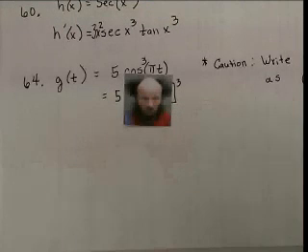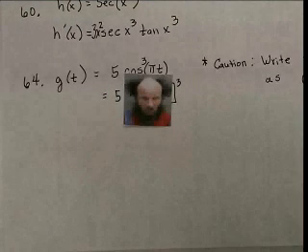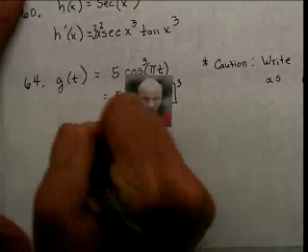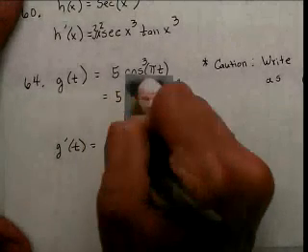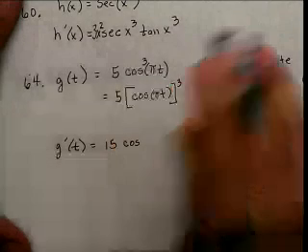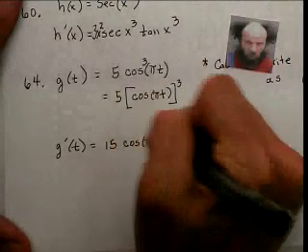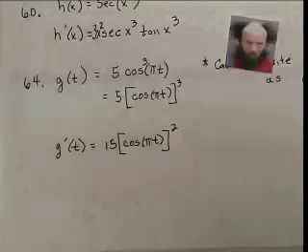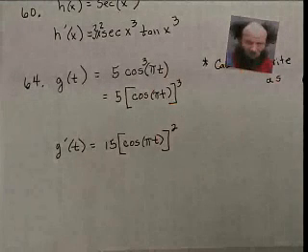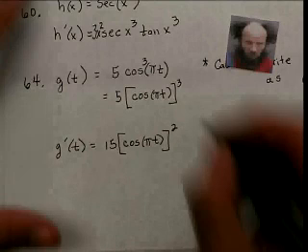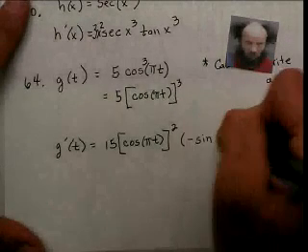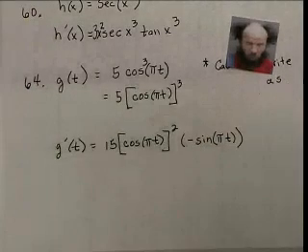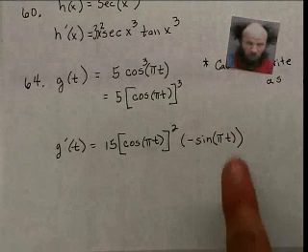What's the derivative of 5 ugly cubed? 15 ugly squared. Same old ugly. That's 15 ugly squared. And then what? The derivative of cosine is negative sine pi t. And then what? You had to have the derivative of that ugly as well.